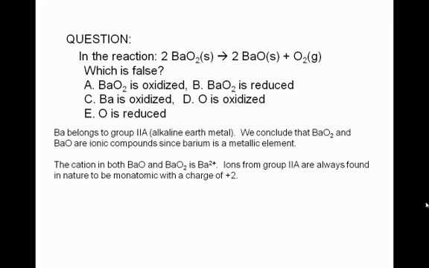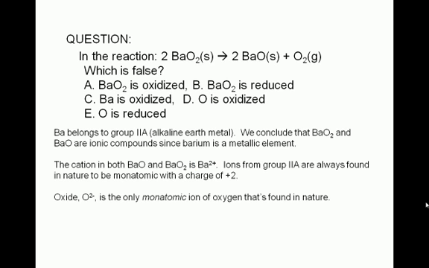We also know that the cation in BaO2 and BaO is a monatomic barium ion with a charge of +2. We know this because when group 2A elements form compounds, they are always found as monatomic ions with a charge of +2.